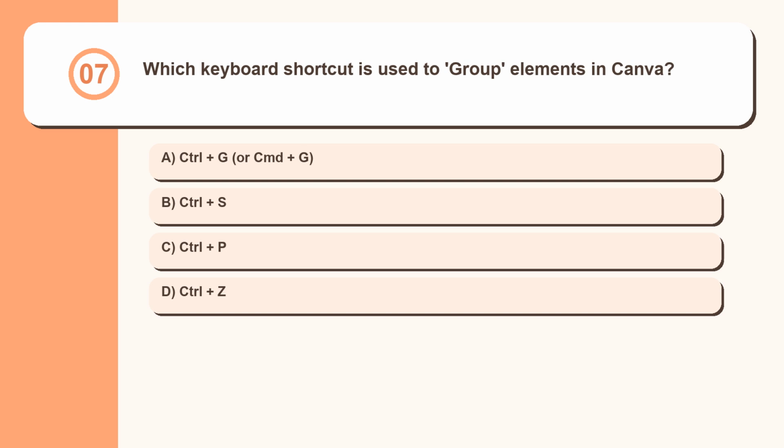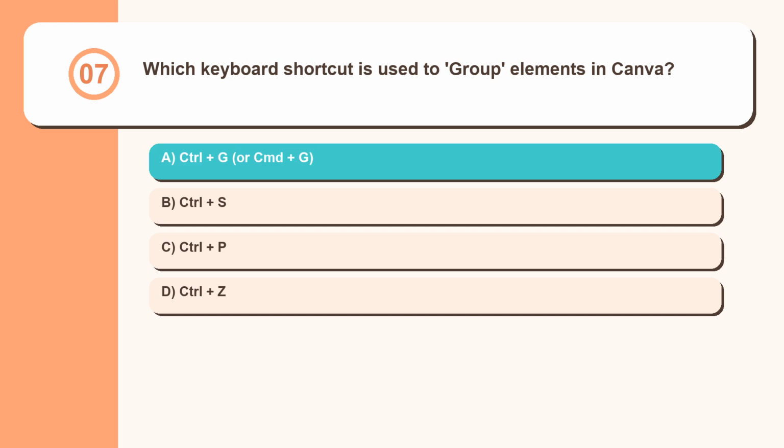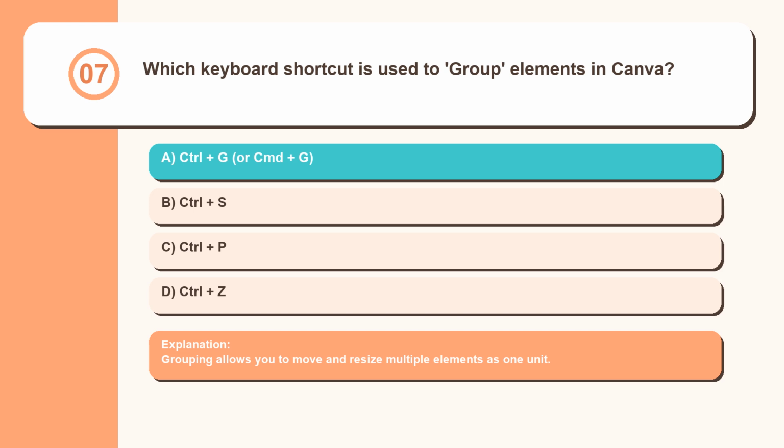Question 7. Which keyboard shortcut is used to group elements in Canva? Ctrl+G or Cmd+G, Ctrl+S, Ctrl+P, Ctrl+Z. Grouping allows you to move and resize multiple elements as one unit.